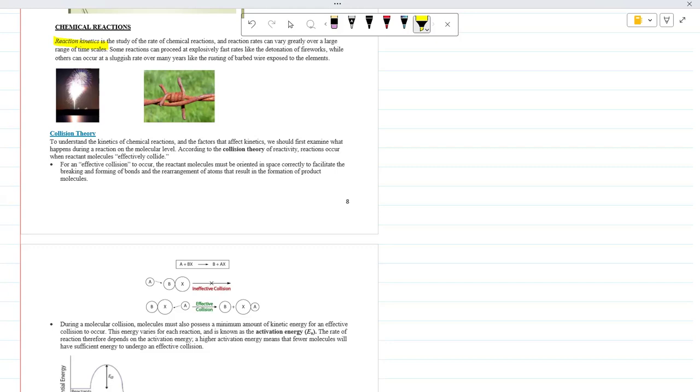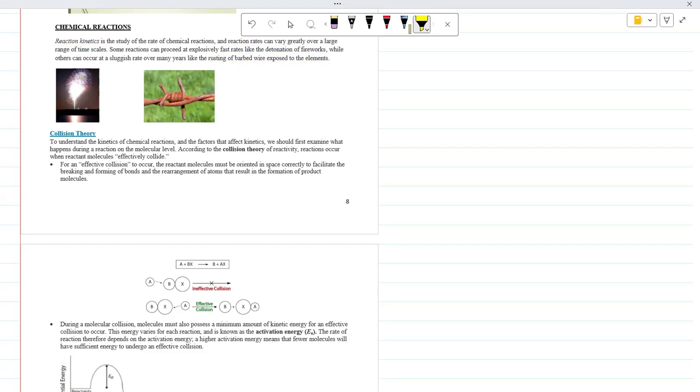So reactions can be fast, like fireworks, or very slow, taking many years, like the rusting of barbed wire exposed to the elements, as you can see in the diagrams below. Now, reactions proceed based on some theory, and one of them is the collision theory. So what is the collision theory?